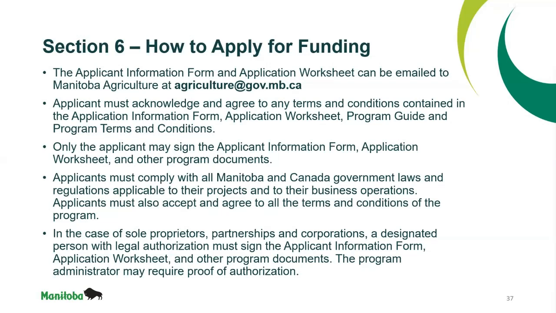Only the applicant may sign the applicant information form, application worksheet, and other program documents. So it must be a signature, an official signature for the company. Applicants must comply with all Manitoba and Canada government laws and regulations applicable to their projects and to their business operations. Applicants must also accept and agree to all the terms and conditions of the program. In the case of sole proprietors, partnerships, and corporations, a designated person with legal authorization must sign the applicant information form, application worksheet, and other program documents. The program administrator may require proof of authorization.